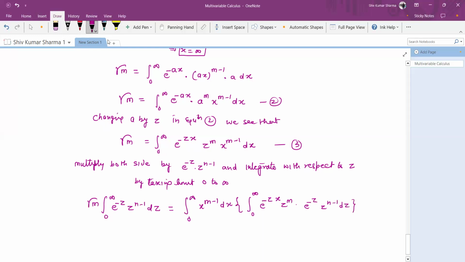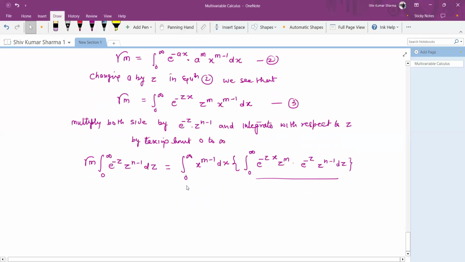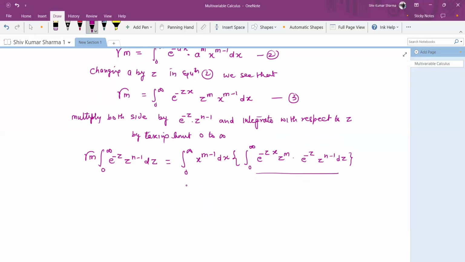Into dz. So we simplify this term. Here on the LHS, we do this thing. This is the definition of the gamma function. So here we use the definition of gamma. So this is equal to gamma n.